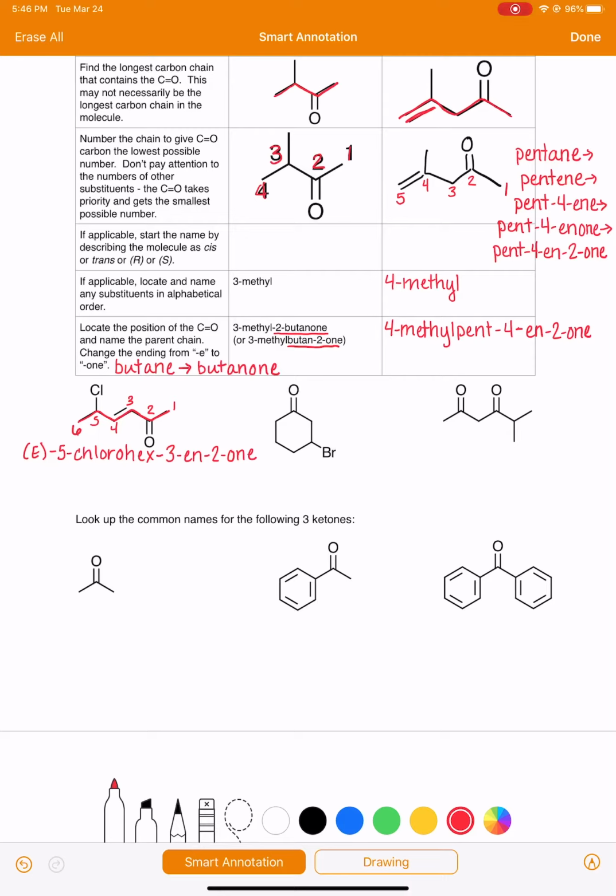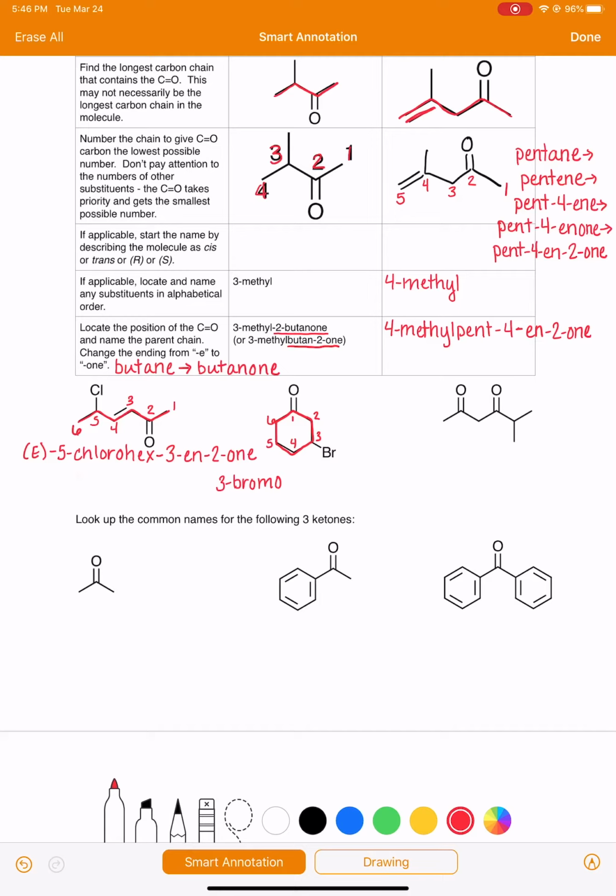5-chloro, hex, 3-ene, 2-one. And let's look at the next one. Here's a cyclic one. So our longest carbon chain that contains the ketone functional group is the ring, and we want to give the ketone the smallest possible number, so we get to actually give it number 1 this time, and then we number around the ring to give bromine the smallest possible number. We are going to start by naming our substituent. On carbon number 3, we have our bromo.